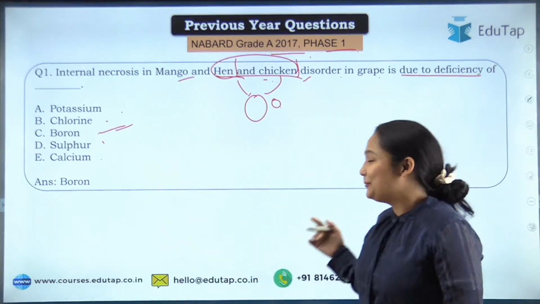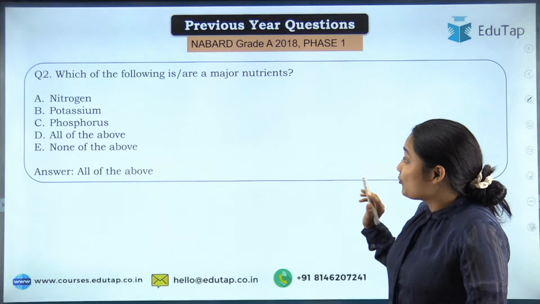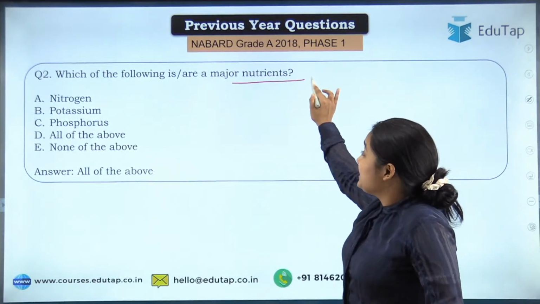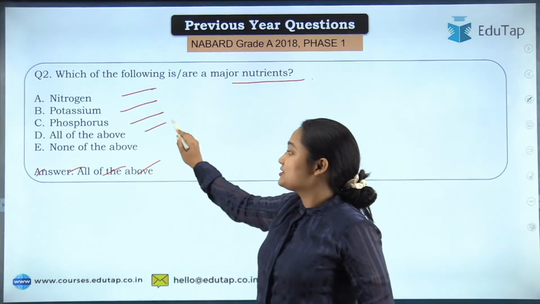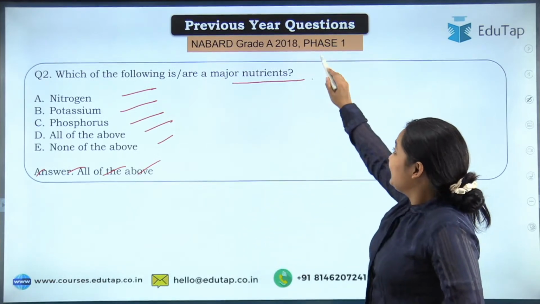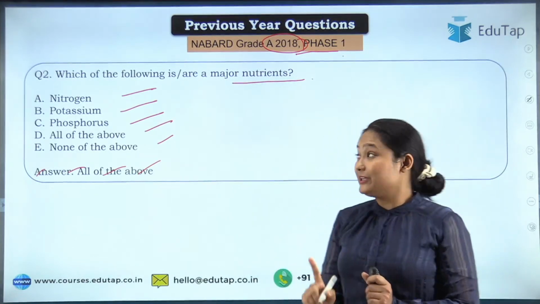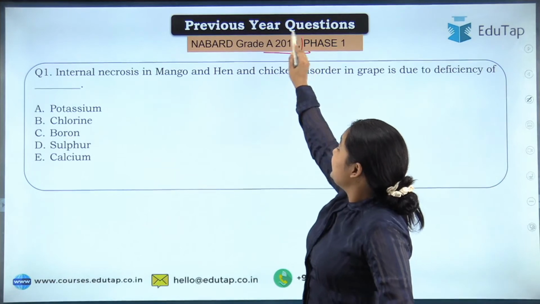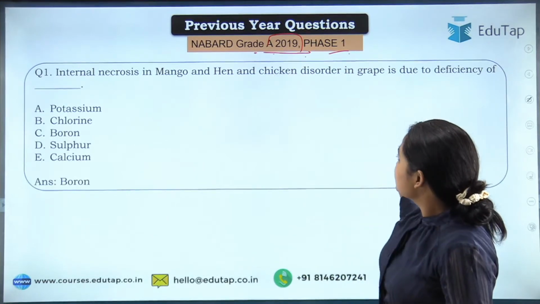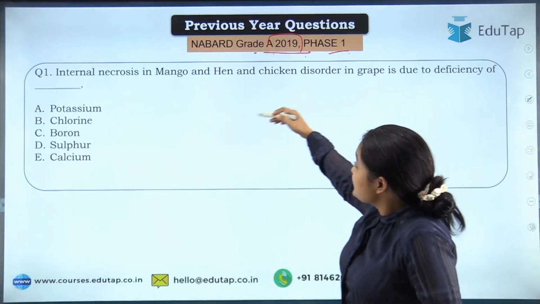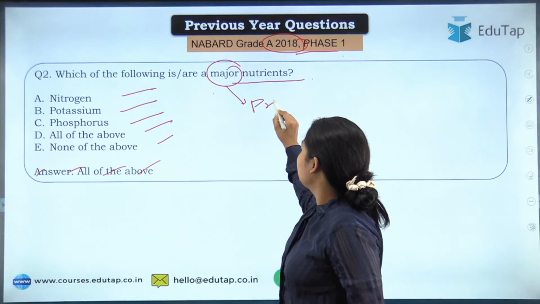Anonymous, very good. Now let's move to the next question from this particular topic that appeared in the NABARD examination. The question was, which of the following are the major nutrients? Your options were nitrogen, potassium, phosphorus, all of the above or none of the above. Don't worry, it appeared in the Grade A NABARD examination 2018 phase 1. Another important thing you will notice is that in NABARD 2019 Grade A phase 1, a similar kind of question was repeated, but the only difference was that instead of major there was primary nutrient, I guess.